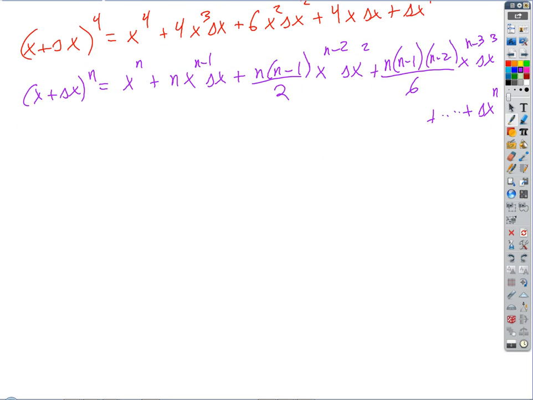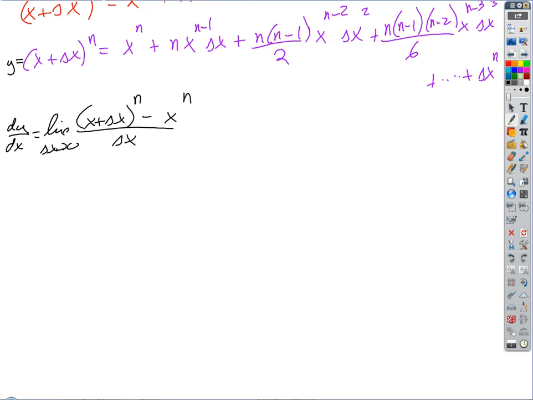Okay, so we can actually do what we need to do with that. So let's take the limit of this. Let's apply our limit formula with this. You have to write small. So dy dx, if this is y, dy dx is the limit of that, right? Everybody agree? I'm going to get the limit of f of x plus delta x, which is x plus delta x to the n minus x to the n, all over delta x, as delta x goes to 0.